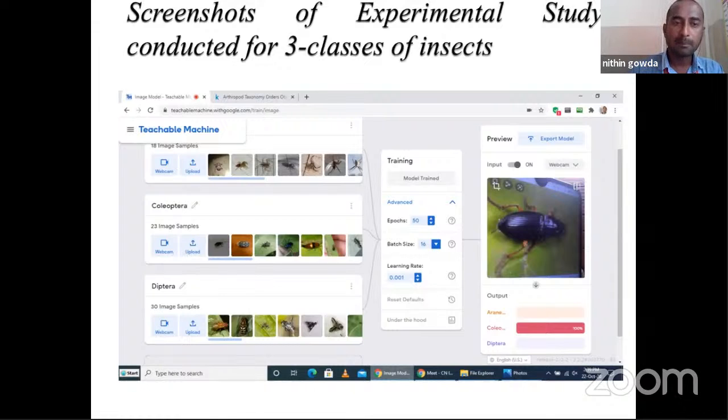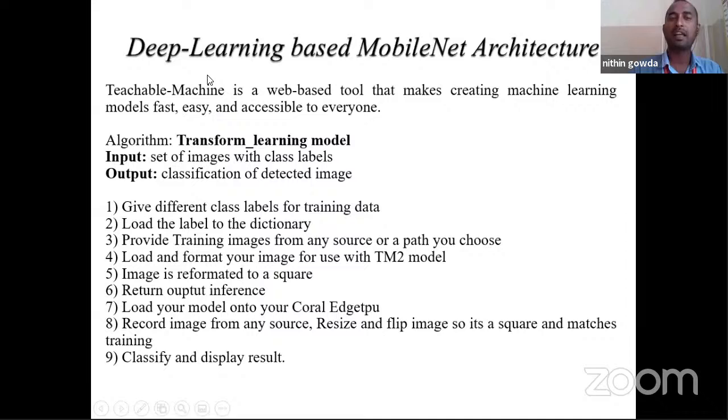Please observe that the sample I have given here is very small. The platform I'm using here is Teachable Machine, which works based on transfer learning. What is transfer learning? Teachable Machine is a web-based tool to create machine learning models in the easiest, fastest manner. The input is a set of images with class labels, and the output will be the classification of the detected image.